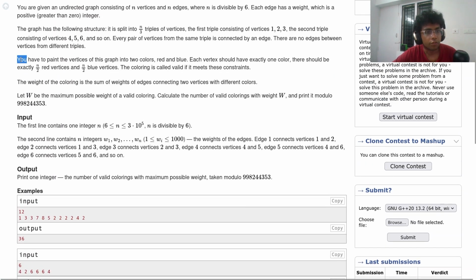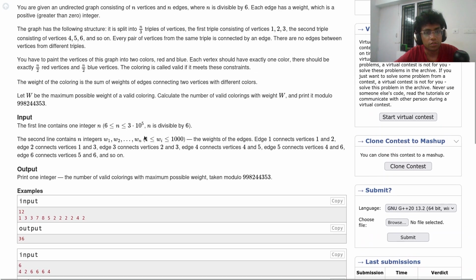You have to paint the vertices of this graph into two colors, red and blue. Each vertex must have exactly one color, and there should be exactly n by 2 red vertices and n by 2 blue vertices. The coloring is called valid if it meets these constraints. The weight of the coloring is the sum of weights of edges connecting two vertices with different colors. Let W be the maximum possible weight of a valid coloring. Calculate the number of valid colorings with the weight W and print it modulo 998244353.